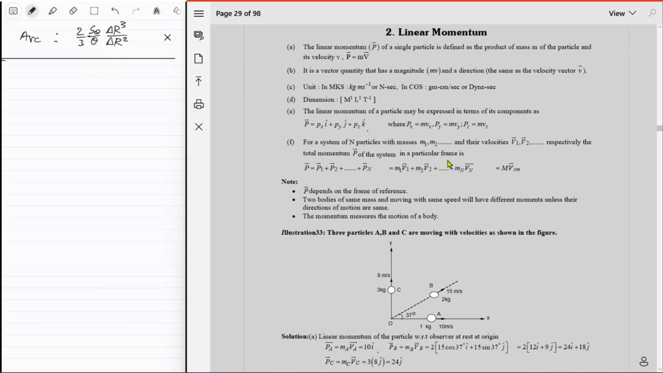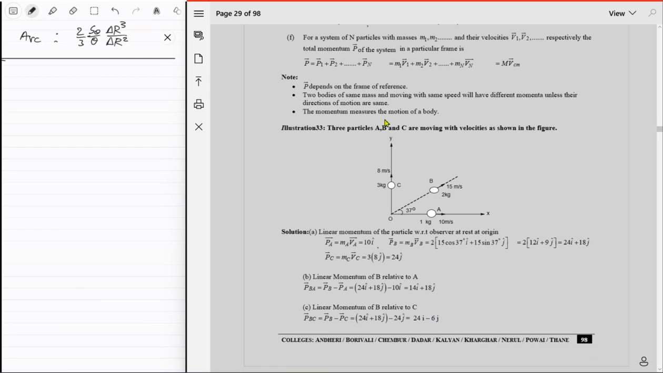Linear momentum. Oh, we already know about this. So, just a summation of momentum of all of the particles. That's the momentum of the system. No big deal. Okay. Yeah, we know that.